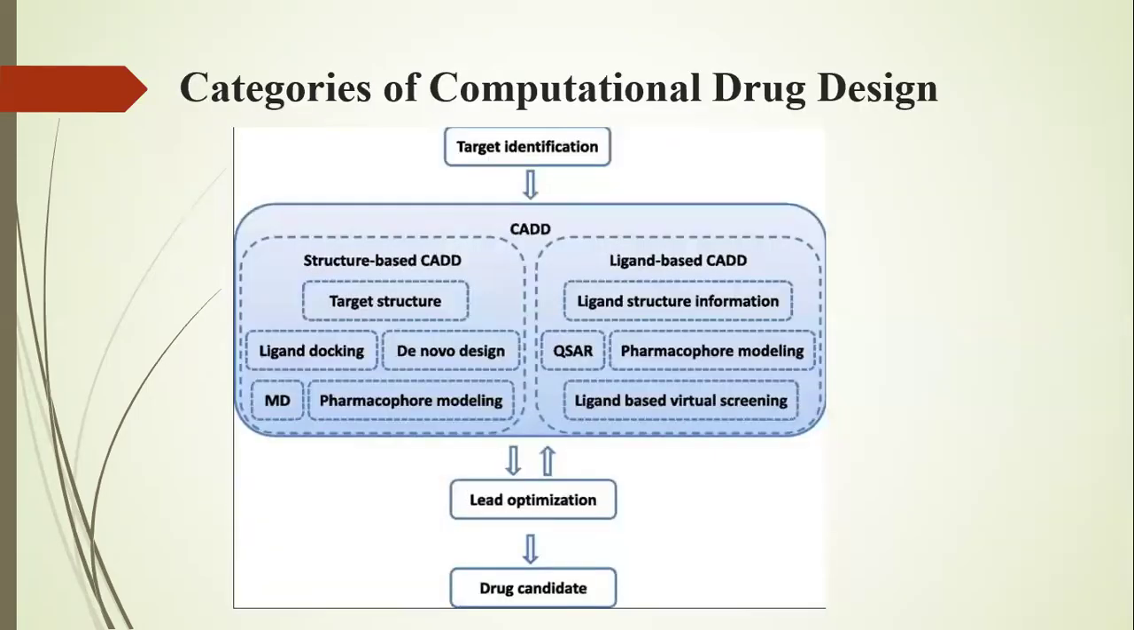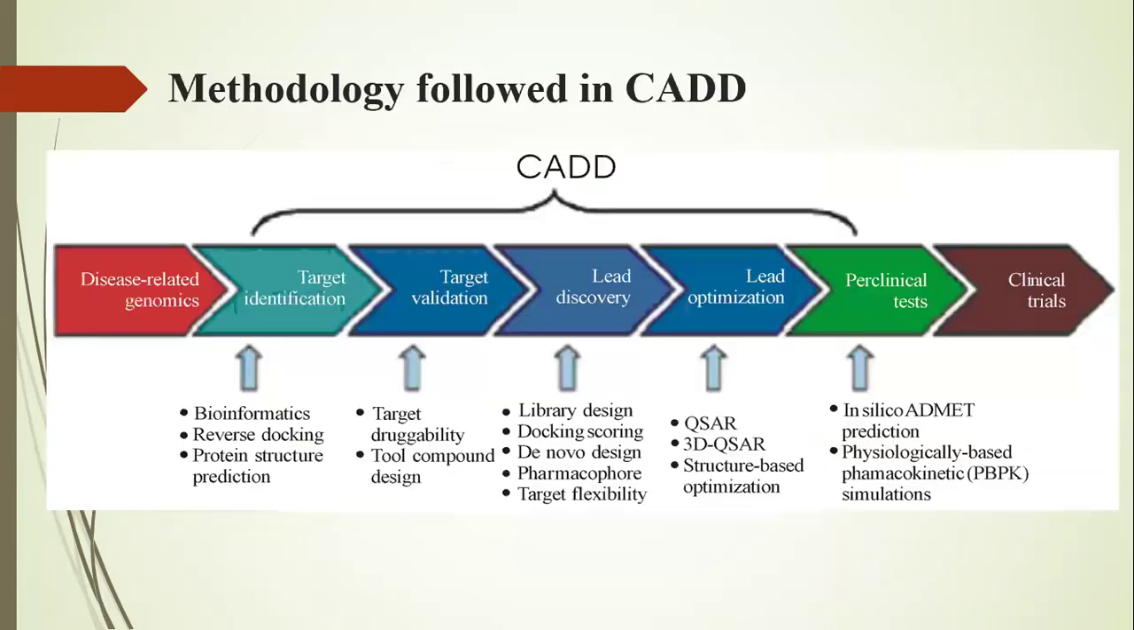So we have different categories for computational drug design: structure-based computer drug design, ligand-based computer drug design, pharmacophore modeling, QSAR, ligand-based virtual screening. These approaches all depend on the nature of the experiment and the expertise of the researcher, how he or she can utilize all these approaches.